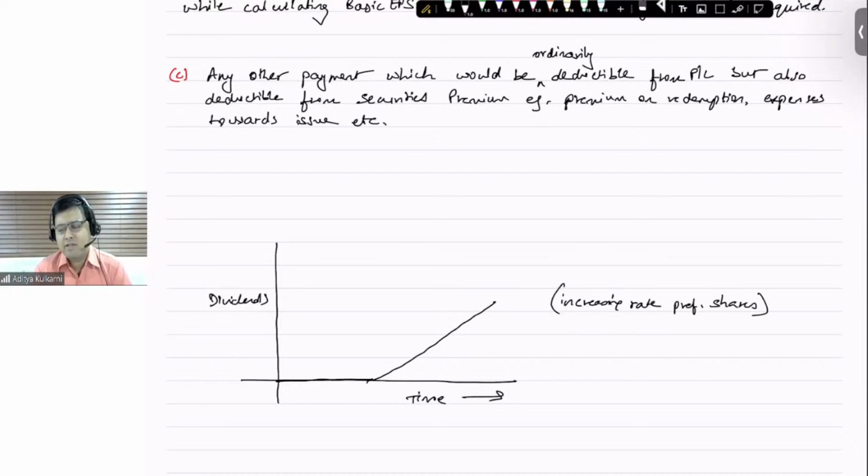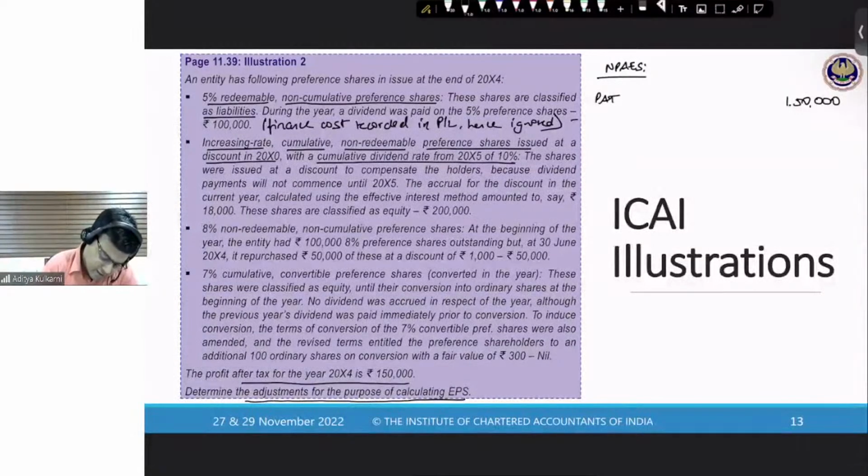Sir, why do these instruments come? See, typically when you are new into the business, you cannot be expected to make payments towards dividends. So therefore, initially you will say, bhai, I'll not be able to pay you. Once the business is stabilized, cash flows are there, I will pay you a higher rate of dividends. So that is what the shareholders have agreed to, and therefore these are known as increasing rate preference shares. Okay, the shares were issued at a discount to compensate the holders naturally.